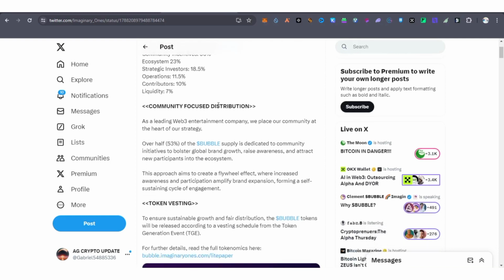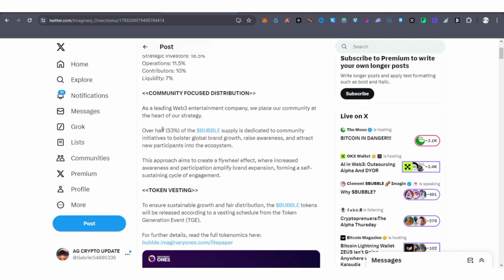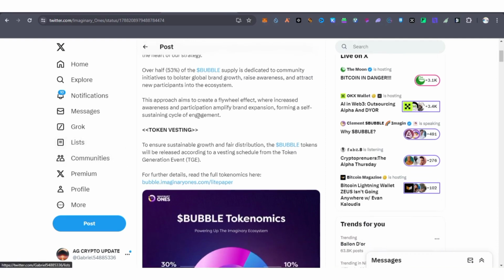Community focus distribution: as a leading Web3 entertainment company, we place our community at the heart of our strategy. Over half, 53% of the Bubble supply is dedicated to community. There's going to be token vesting also, to ensure sustainable growth and fair distribution. The Bubble tokens will be released according to a vesting schedule from the token generation event, TGE.